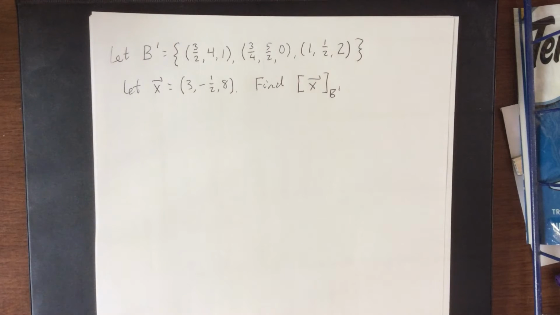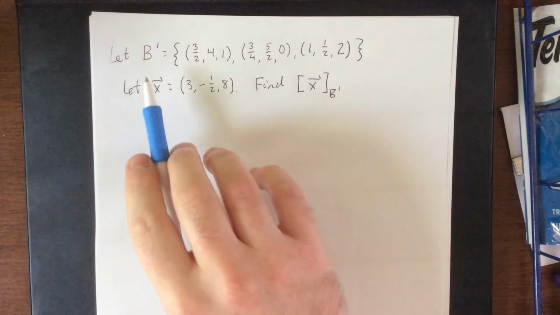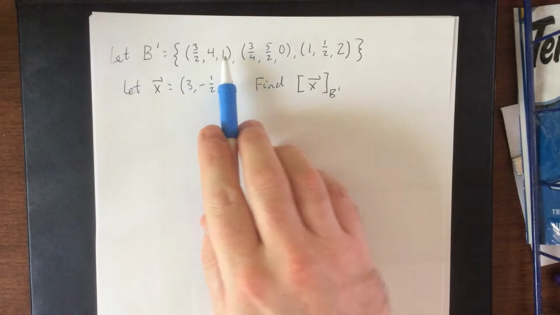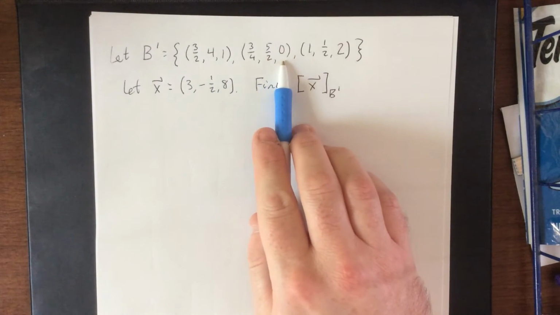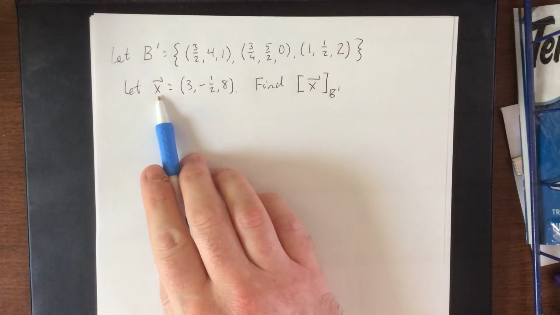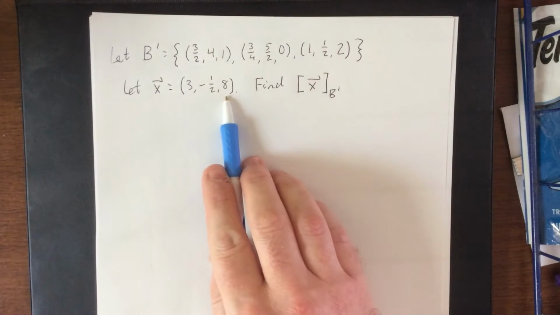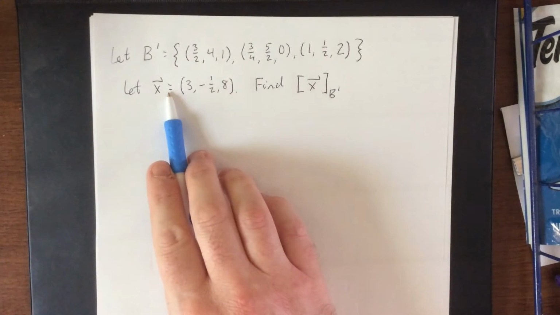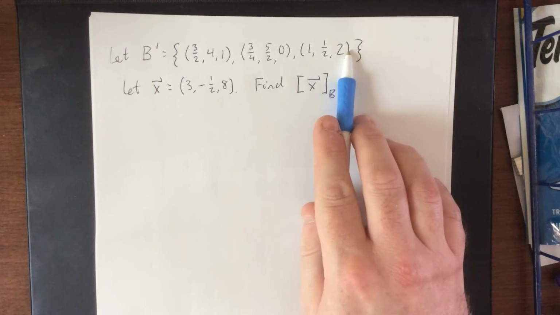In this example, we're going to take a look at a non-standard basis of R3. We're going to allow B prime to be the basis (3/2, 4, 1), (3/4, 5/2, 0), and (1, 1/2, 2). Now, according to the standard basis, if we have the vector x, which is (3, -1/2, 8), I'm interested in finding a representation of this vector relative to this basis.